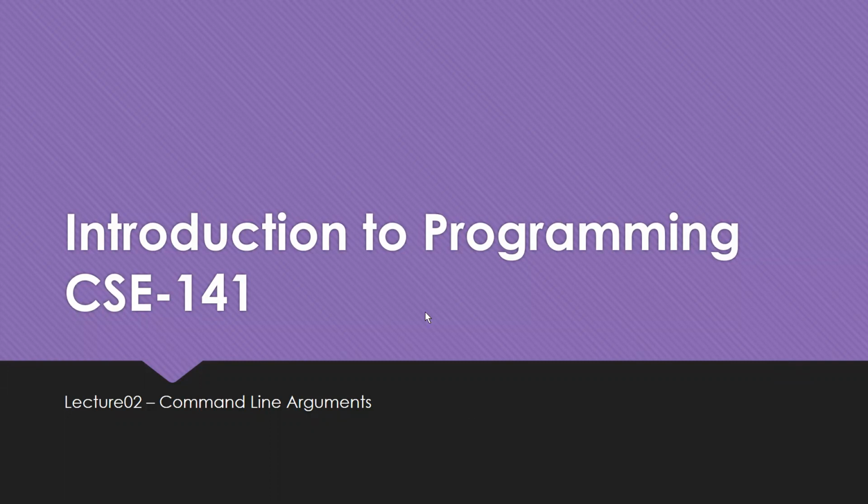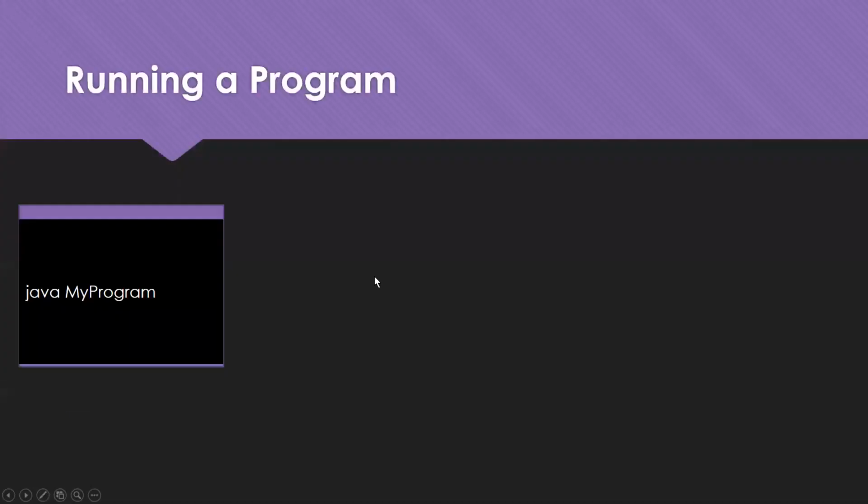Okay, so we are going to go into the command line argument, so what that actually means. So let's start. Last time we wrote a program and we wrote javac, Java compile, and we put the name of the program afterwards. If the name of the program was myprogram.java, we used to write javac myprogram.java, and that used to compile the code. Afterwards, if the path is set properly, we can write java myprogram and it will run the program.